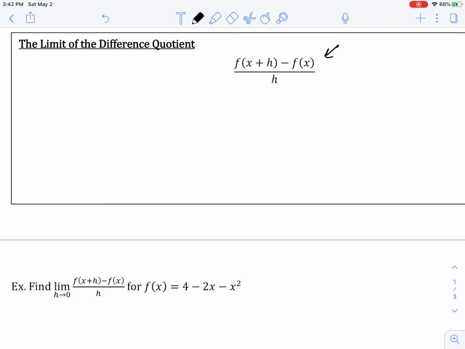Hey there, you remember this? Yeah, it's the difference quotient. Do you remember when we covered this? It was all the way back in chapter 1 when we talked about evaluating functions. And it seemed sort of random at the time, and it's going to seem a little bit random here.